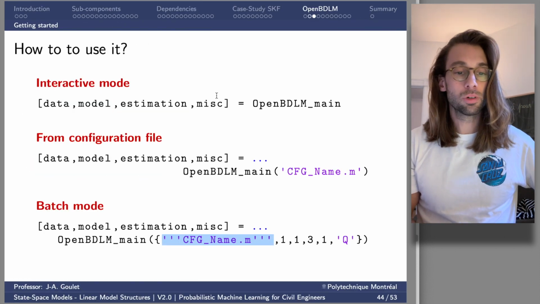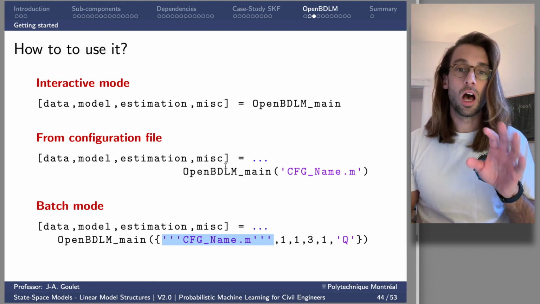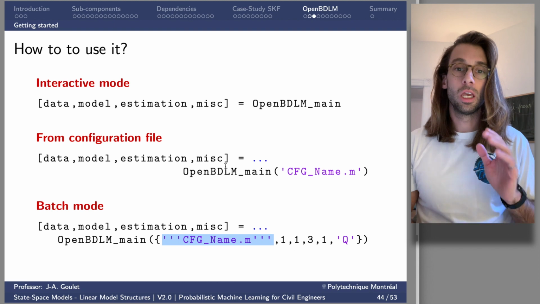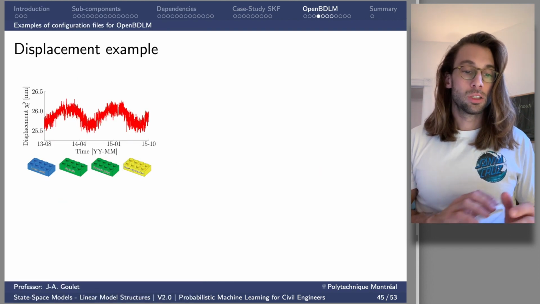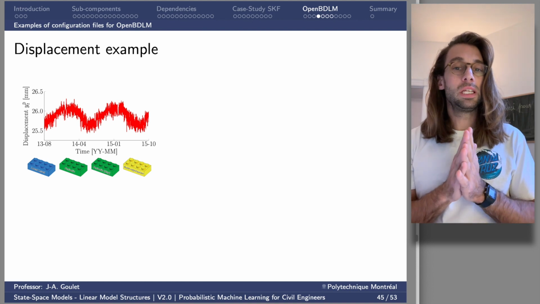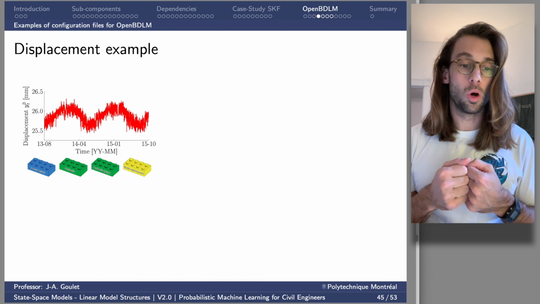For all the details regarding this, go see GitHub. We have full documentation of how every feature works, in the written documentation as well as on the YouTube channel. First, we're going to look in more detail at how the config file works, because this is the most convenient way to use OpenBDLM.